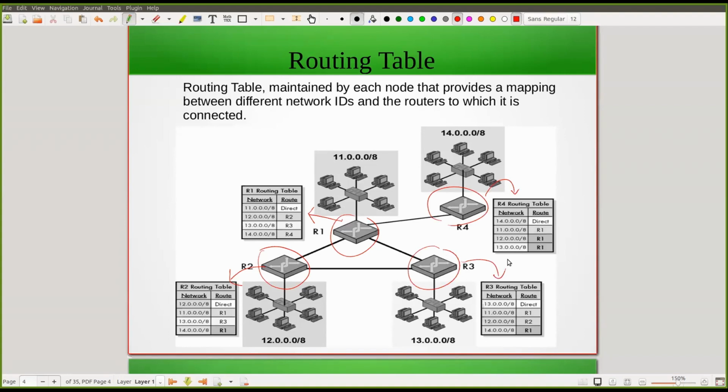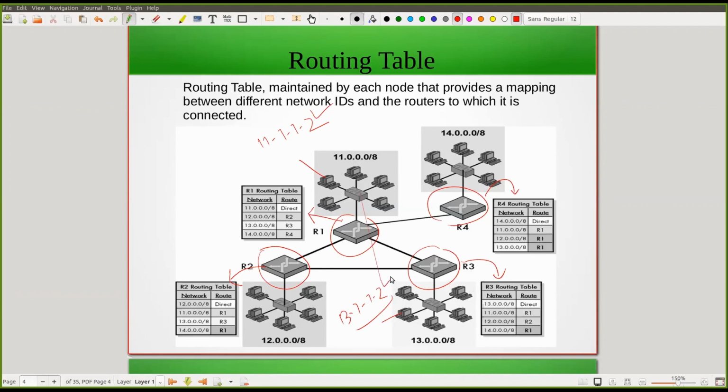Now let's look here. If each and every router is maintaining a routing table, by looking into this routing table, how can a router decide? For example, the IP address of this system is 11.1.1.2, the IP address of this system is, let's say, 13.1.1.2, and this wants to send a packet to this one.